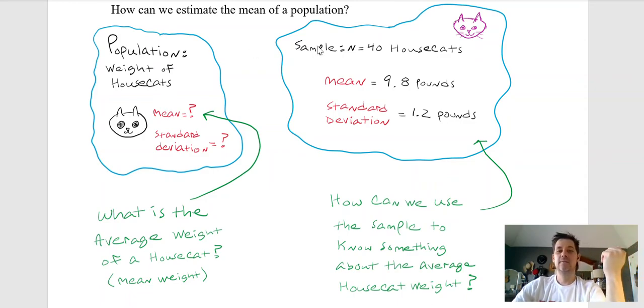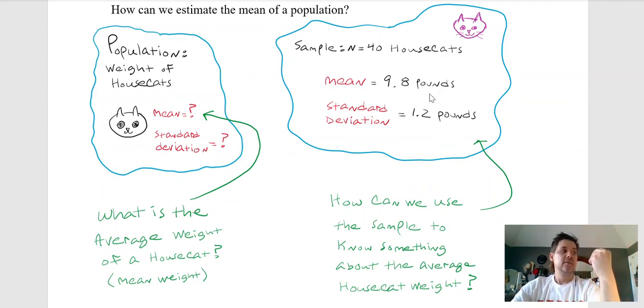First, that's the difference between a population and a sample. The sample comes from the population in order to know something about it. We take a sample, and the sample has to be of a certain size. Let's say we take 40 house cats, and we do some math. Let's say maybe we weigh them all.